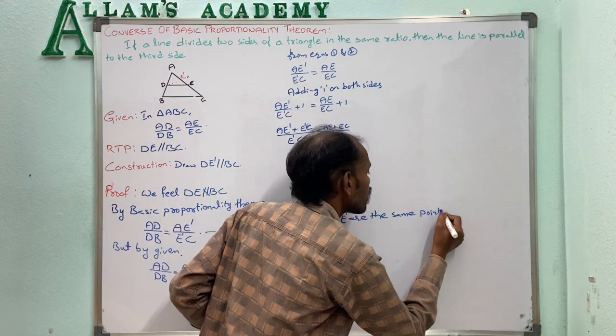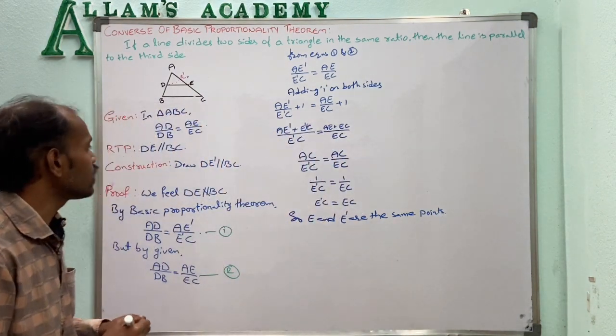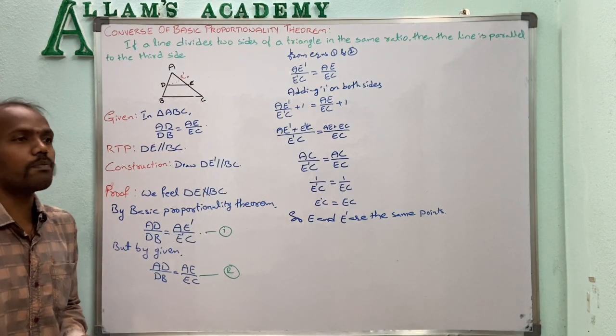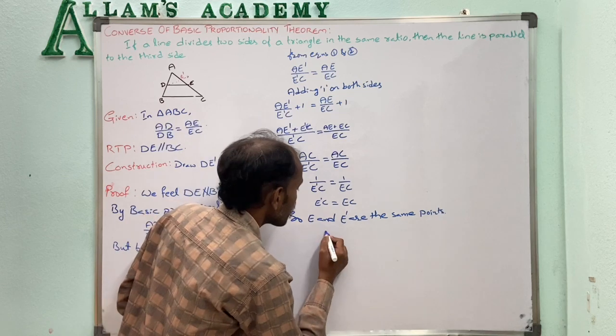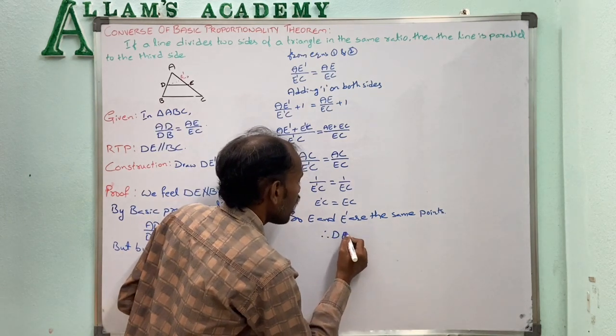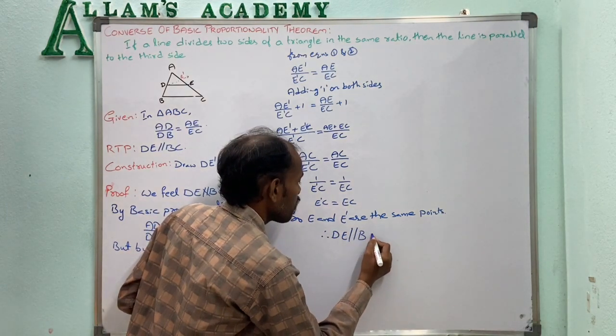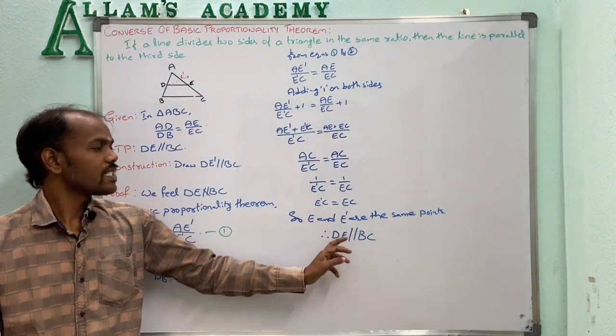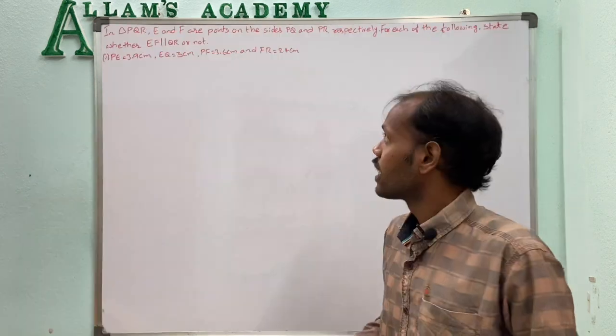So both are the same points, which means we said DE dash is parallel to BC. That means DE is also parallel to BC. Why? Because E dash and E are the same points.